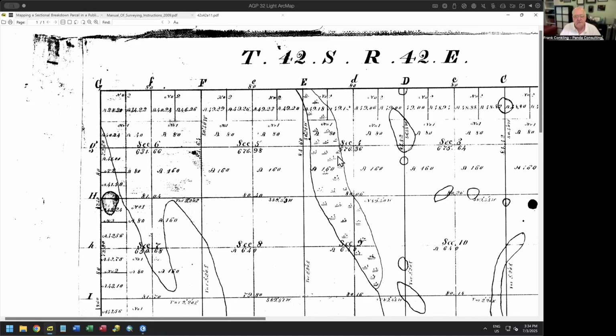This is section 4 and 5. This is the line between them. And this is 84.60 chains, or 84 chains and 60 links on here, so that it will tell me that I can expect that this northern tier here is going to be a little bit longer than the others. And if I look, it will tell me, okay, this has got 160 acres in it.